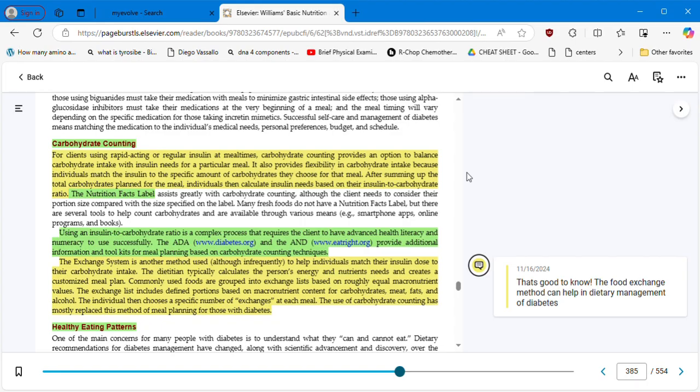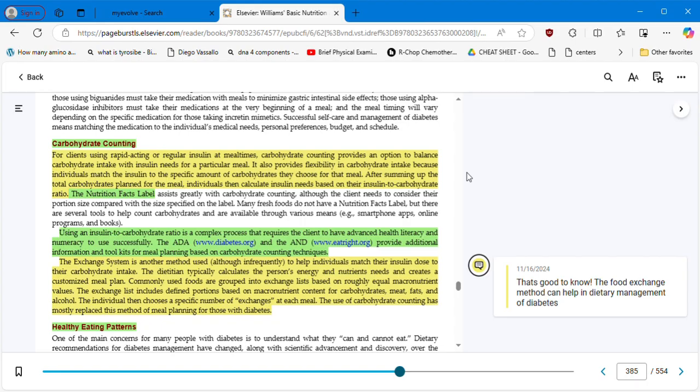www.eatright.org provides nutritional information and toolkits for meal planning based on carbohydrate counting techniques. But to be safe, the first steps I would recommend be done by a registered dietitian, so they can show the patient how to do this count, the carbohydrate counting versus the insulin ratio, which is very important. Okay, so the exchange system, that's good to know.